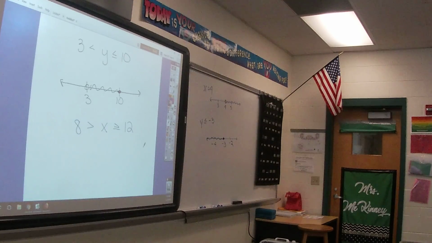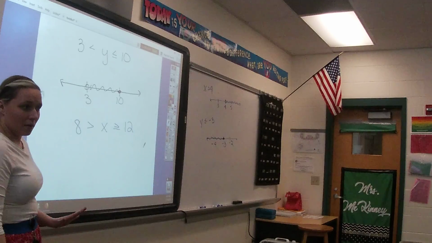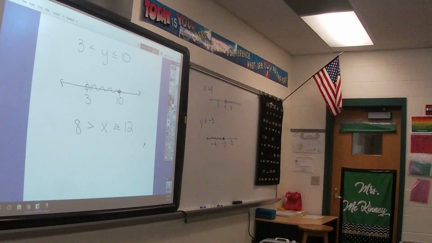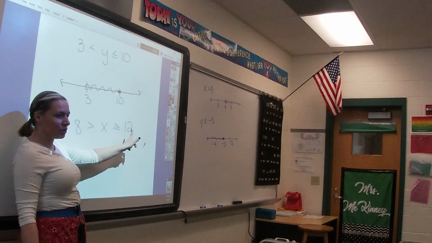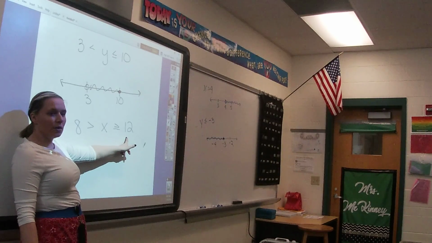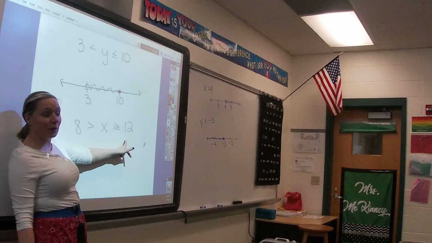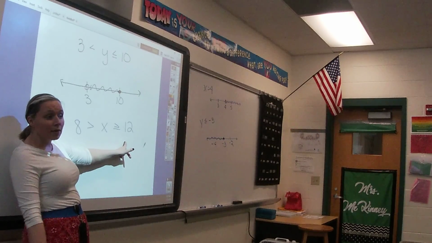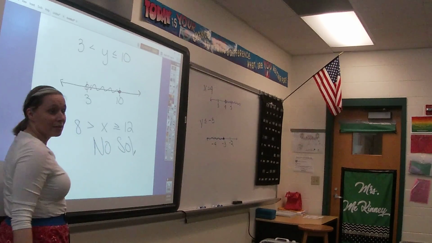So let me show you what I mean by that being a consistently true statement. This one says 8 is greater than x, which is greater than or equal to 12. Let's check if this is a consistently true statement. Is 8 greater than 12? No. So this is a false statement. So what would our answer be? There's nothing we can do.